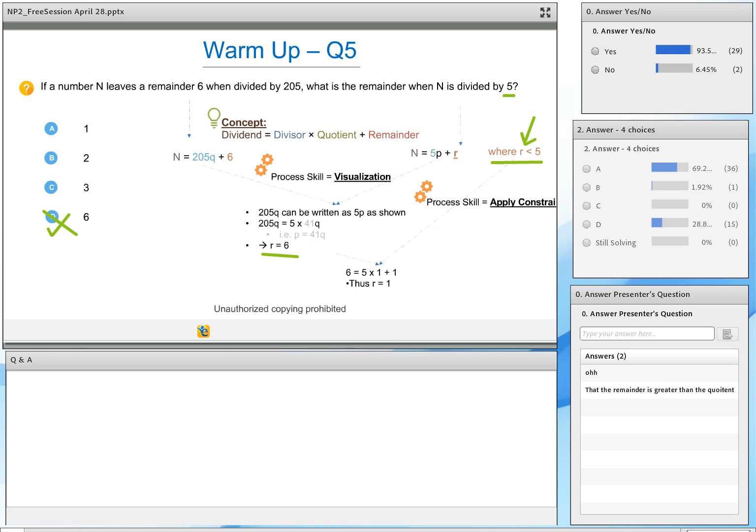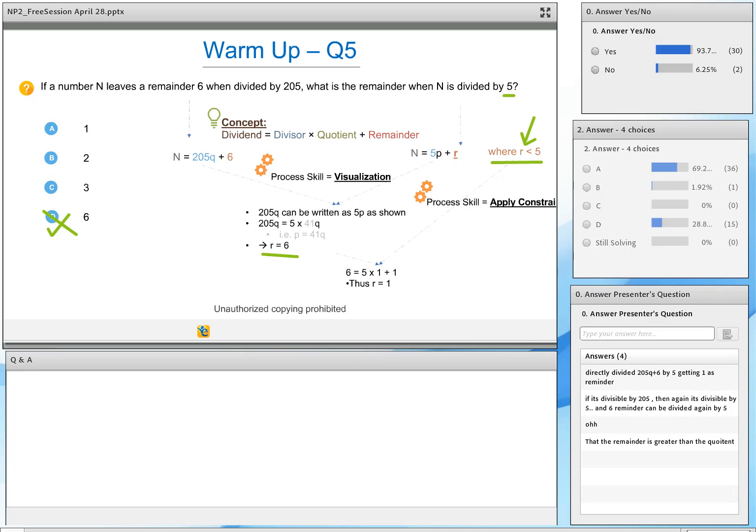Let's say that n is an integer, or n is an even number, n is an odd number, whatever the case may be. So you always have to be very cautious of identifying the constraints and applying those constraints appropriately. In this case, people who selected choice D did not apply the constraint. So that's the learning for you.